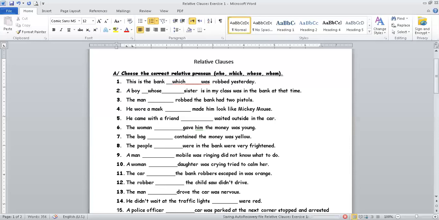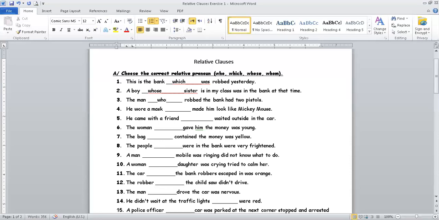Now in sentence number 3, the man ___ robbed the bank had 2 pistols. We want to define the noun, the man, which is before the blank space. If you ask yourself who robbed the bank, the answer is the man robbed the bank. So the man is the subject in this sentence. Therefore, we use who here. Let's write who to define the man. And now the sentence is, the man who robbed the bank had 2 pistols.